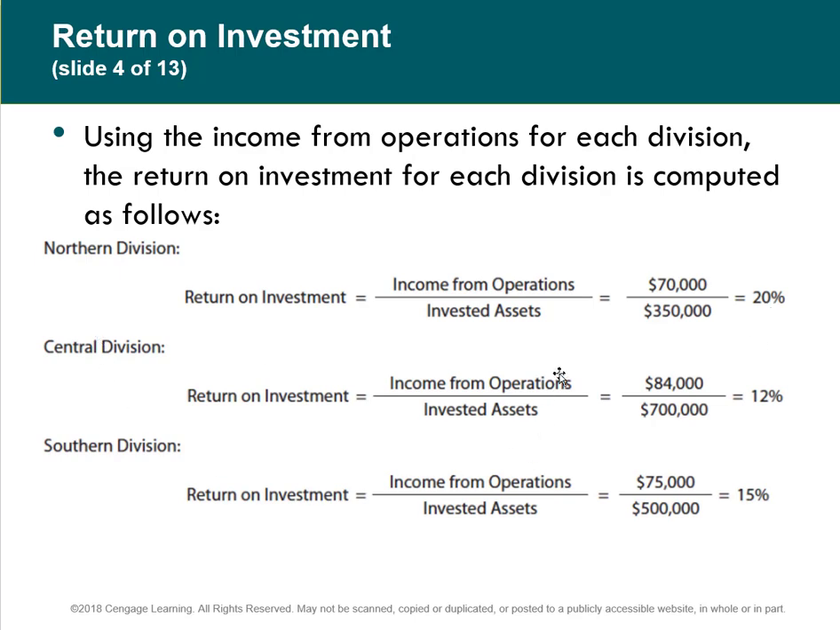Central Division had 84,000 in income, but it had 700,000 in invested assets. So that's a 12% return. It's much lower. And the Southern Division had 75,000 in income, divided by 500,000 in assets, a 15% return.